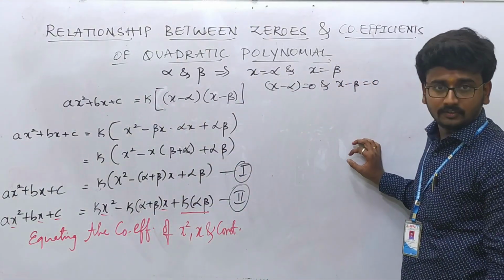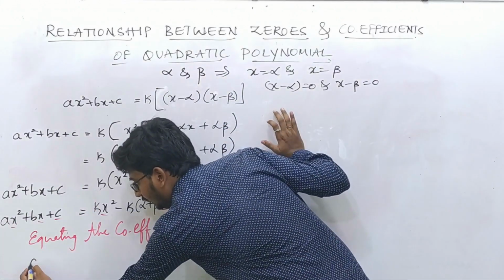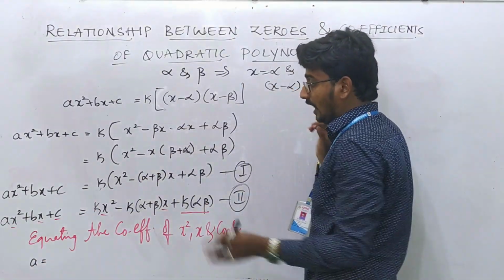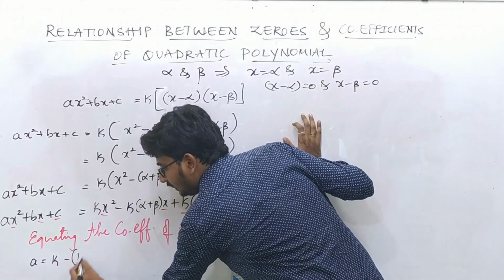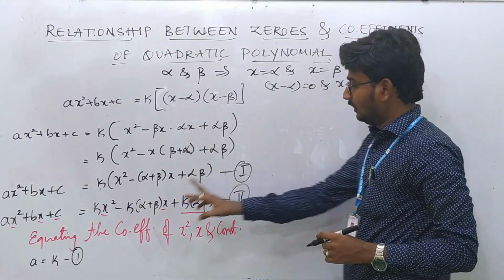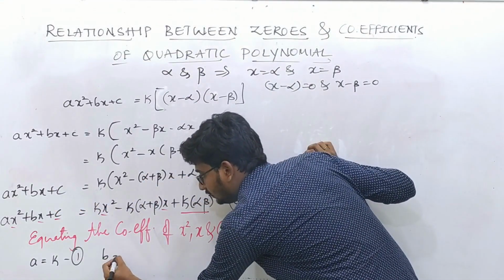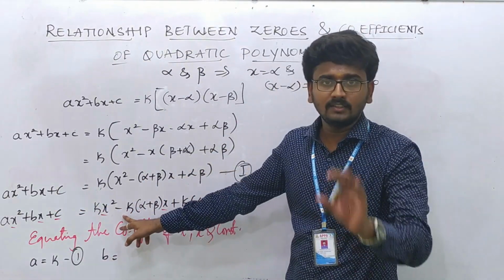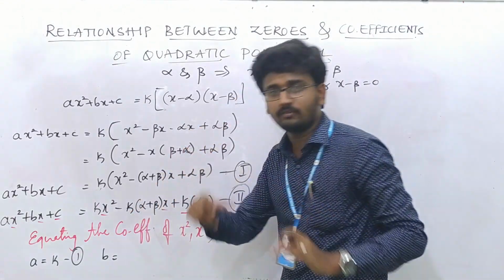Now when I compare this, the coefficient of x square, LHS part x square coefficient is a, equal to RHS x square coefficient k. So a is equal to k, equation number 1. Compare now the x coefficient. b is equal to, here it is a minus sign. Many of you will get confused. In a hurry you will write simply k of alpha plus beta.